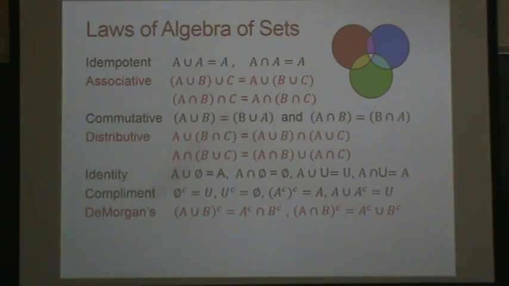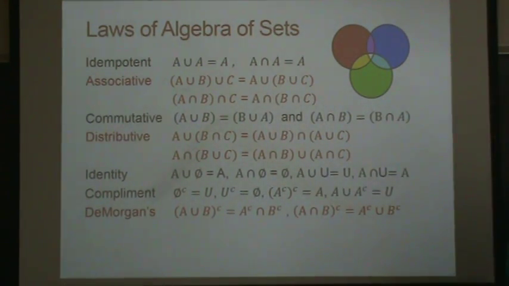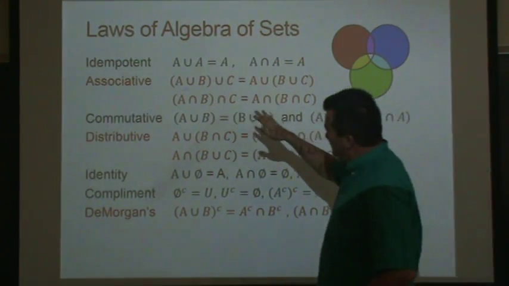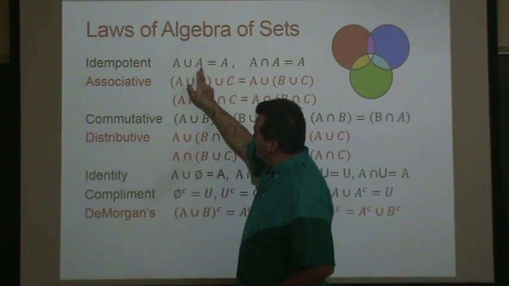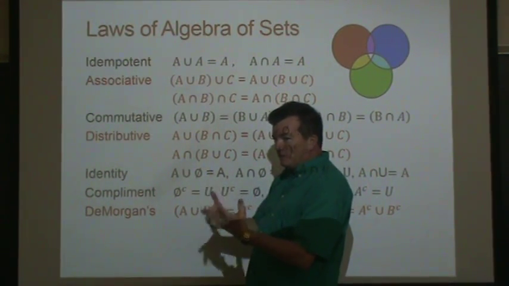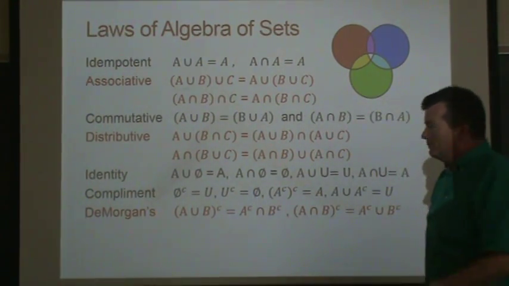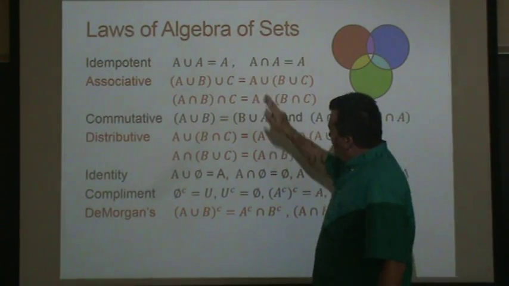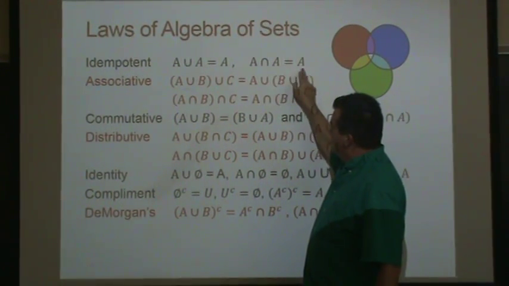Okay, and then there are some laws of the algebra of sets. So the idempotent law is the one that says if you take a set A and you union it with A, which members do they both have in common, you would get A. It doesn't generate any new members, doesn't lose any members. If you say, I only want the members that are in A and must also be in A, that would still be A again.